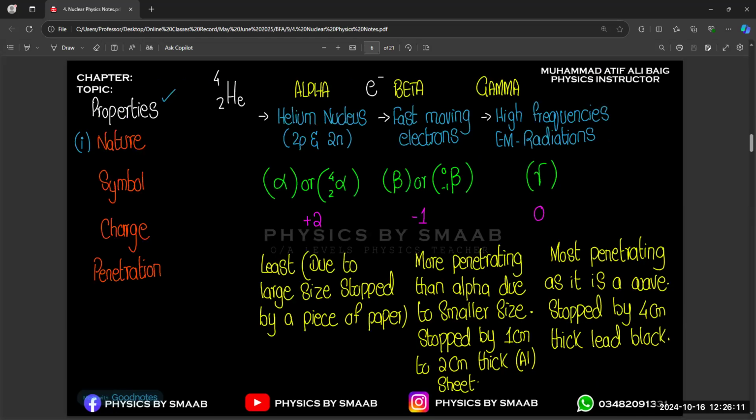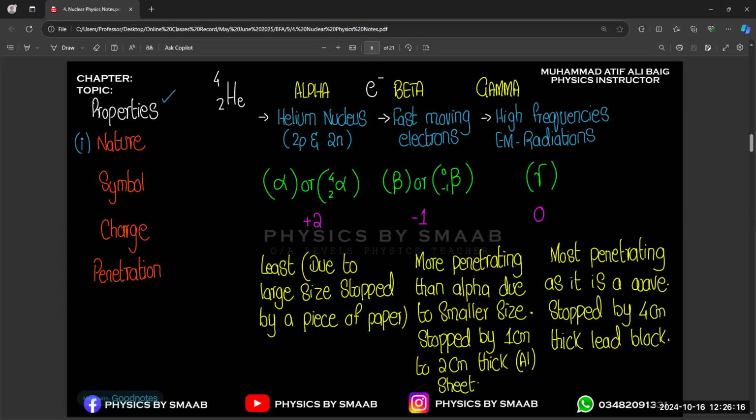Now, this is the main thing that we have to discuss. Last time we discussed only their nature. In nature, we discussed that alpha radiation or alpha particles are exactly a copy of the helium nucleus. So alpha looks like the helium nucleus, right? There are two protons and two neutrons in a helium nucleus. In the same way, an alpha particle also consists of two protons and two neutrons.